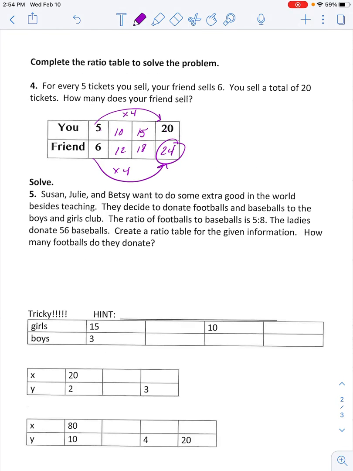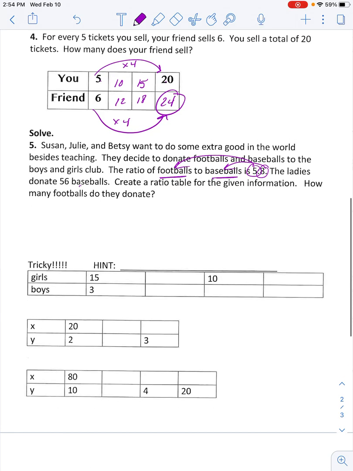Susan, Julie, and Betsy want to do some extra good in the world besides teaching. They decide to donate footballs and baseballs to the Boys and Girls Club. The ratio of footballs to baseballs is 5 to 8. 5 represents footballs, 8 represents baseballs. The ladies donate 56 baseballs. Create a ratio table for the given information. How many footballs do they donate?